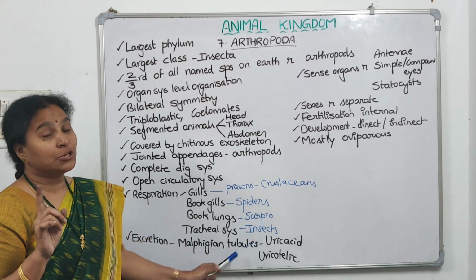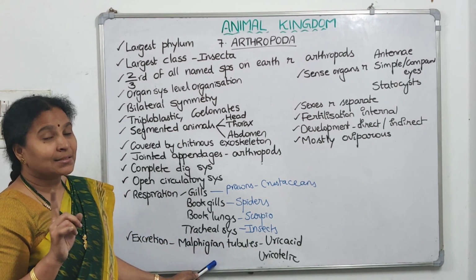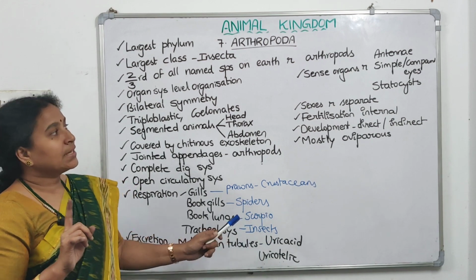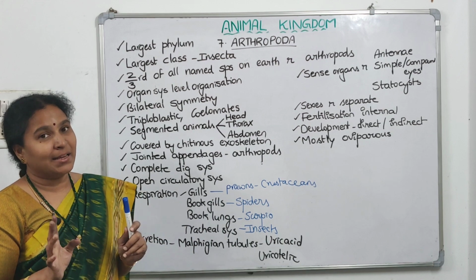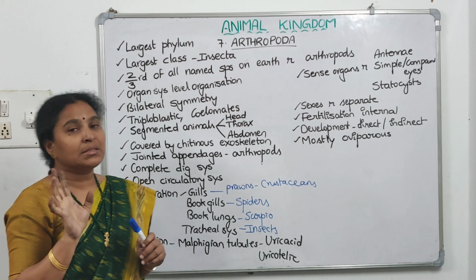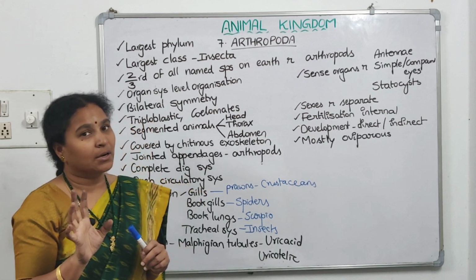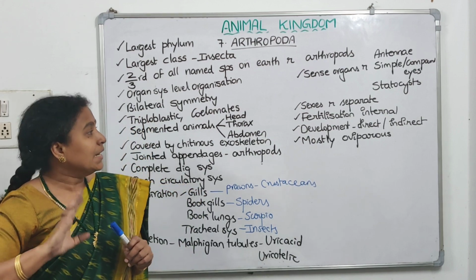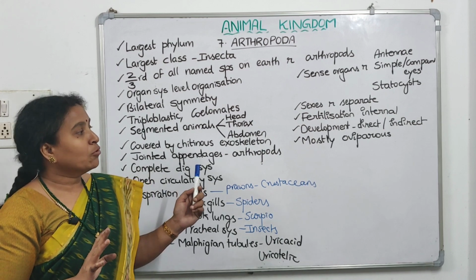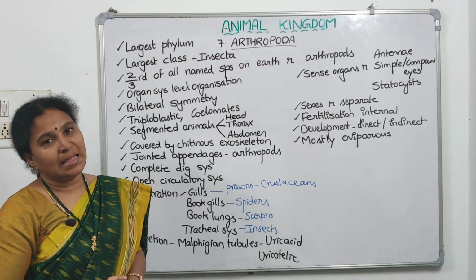Excretion is by Malpighian tubules. What do they excrete? Uric acid, means they are uricotelic. Sexes are separate, means they are dioecious. Sense organs, they have long antennae, simple and compound eyes. They have statocysts which are balancing organs. Fertilization is internal. Development can be direct or indirect. Mostly they are oviparous, means they are egg-laying animals.